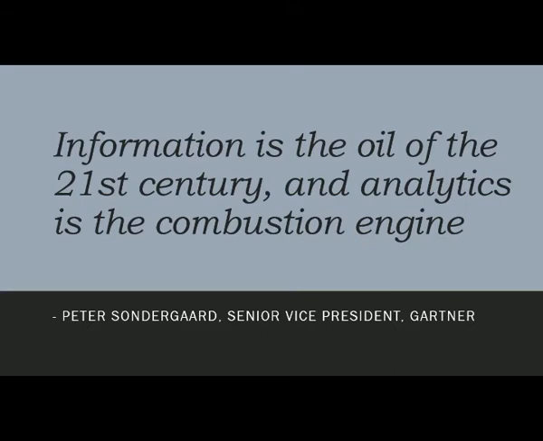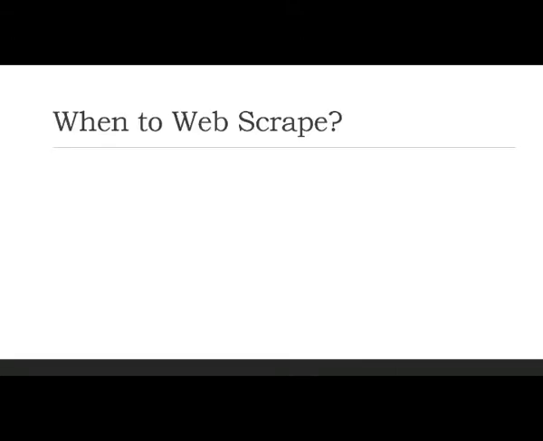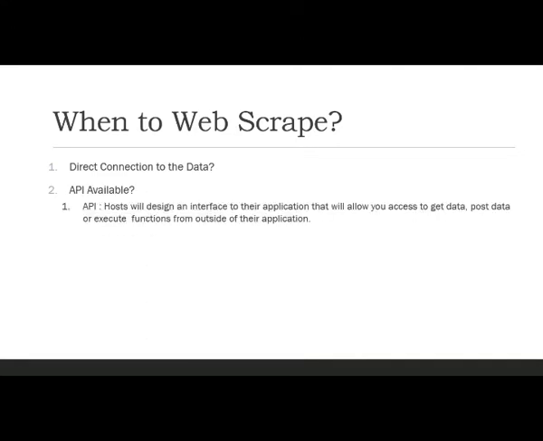In order to get the data, we are going to use a web scraper. But let's talk about why we would web scrape. Before we even start, let's ask ourselves, do we have a direct connection to the data? In this case, NFL.com, so that's out of the question. Then, is there an API available? You might be asking yourself, what is an API?